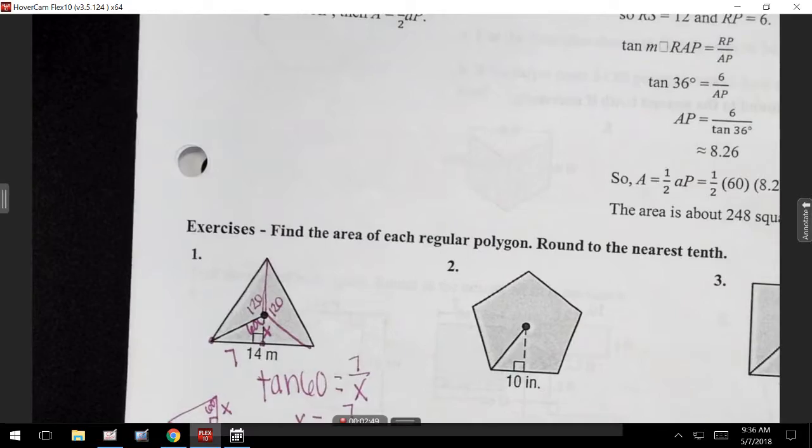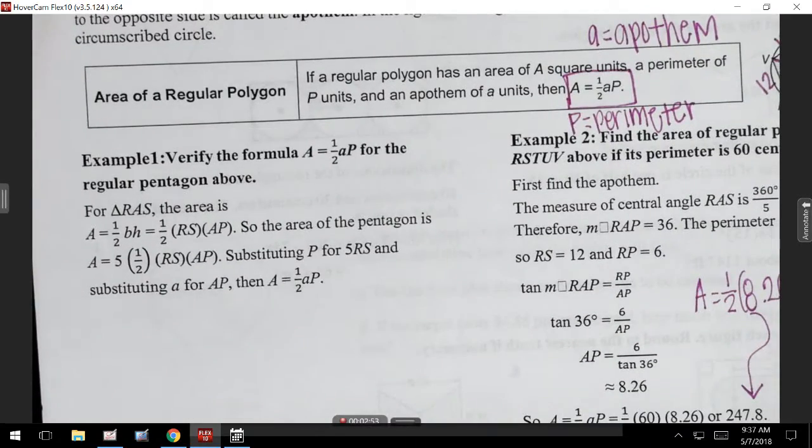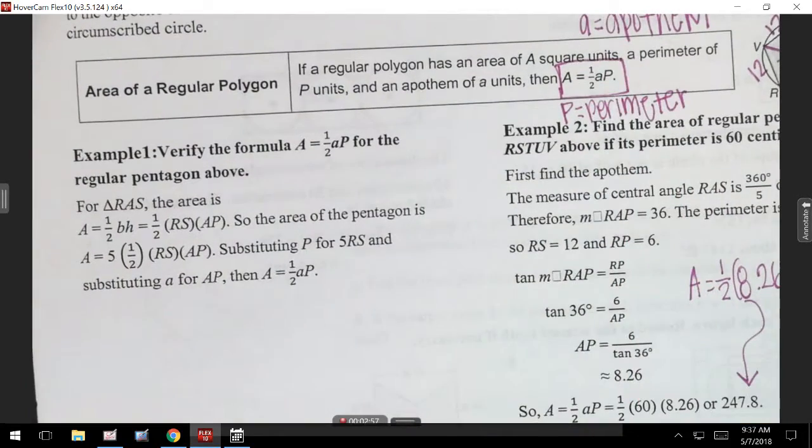In order to find the area of any regular polygon, you have to have 2 things. You have to have little a and big P. What's little a? Apothem. What's big P? Perimeter. What's big A? Area.